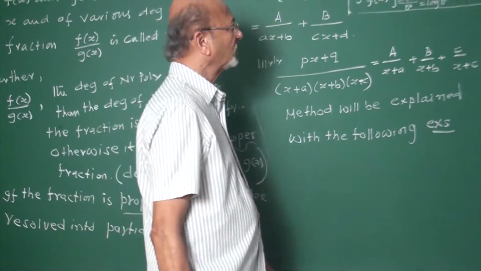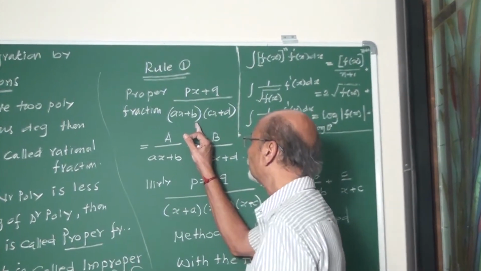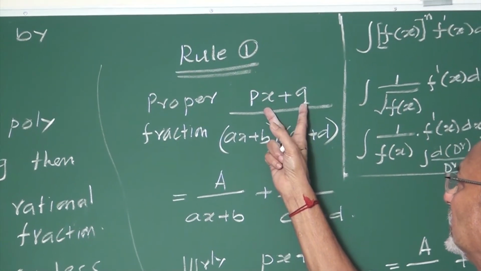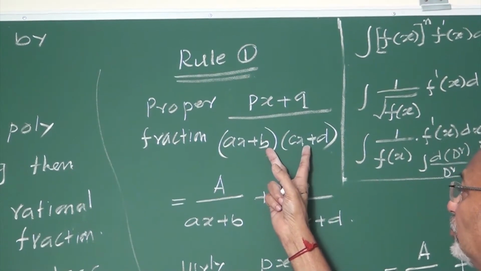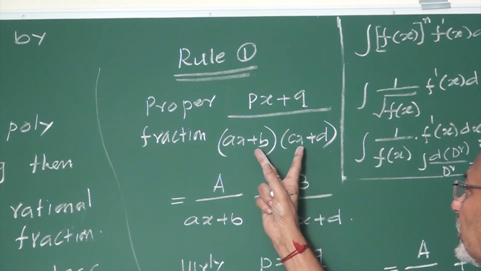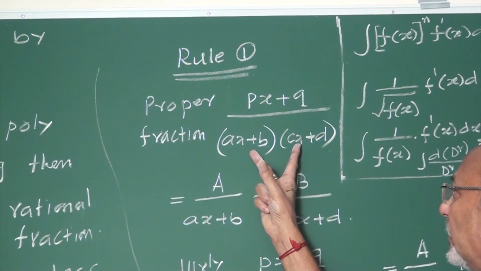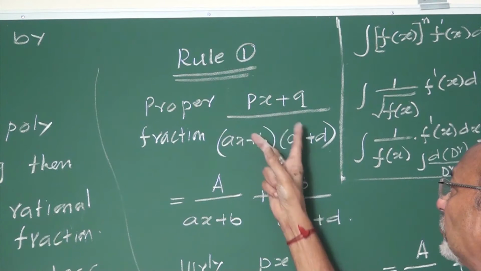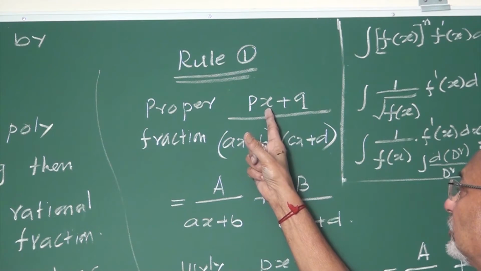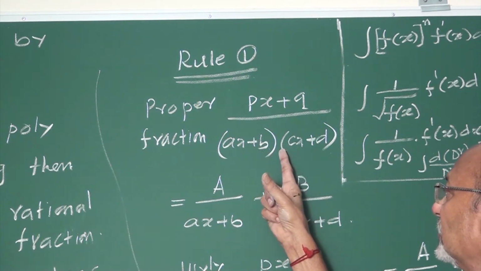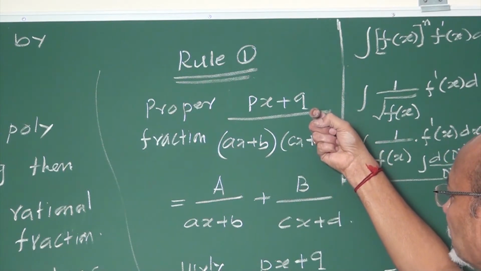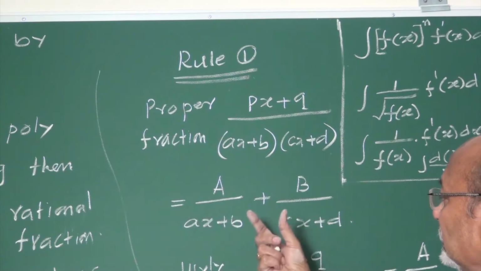Rule 1. See, this is the proper fraction. The numerator is a linear polynomial, px plus q. The denominator is a product of two linear polynomials. If you take the product, x into x is x squared. The degree in the numerator is 1 and the degree in the denominator is 2. It is proper because the degree of the numerator polynomial is less than the degree of the denominator polynomial.